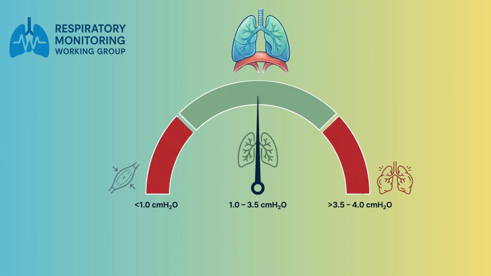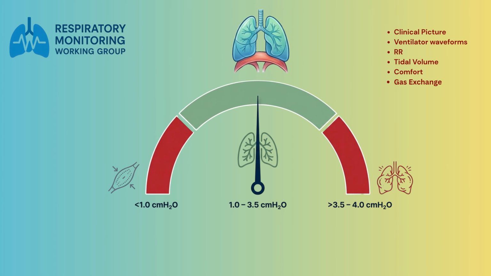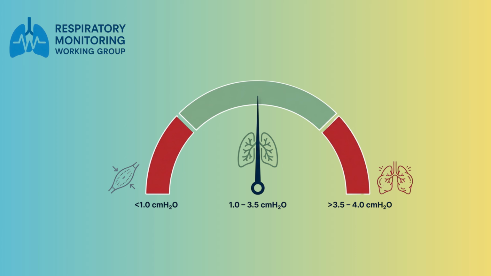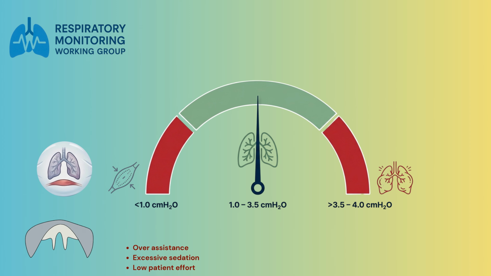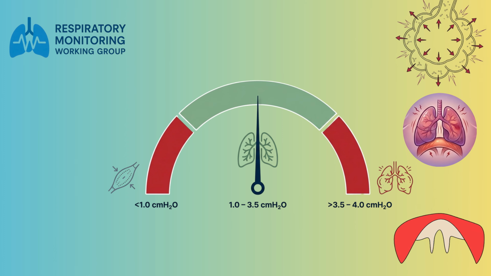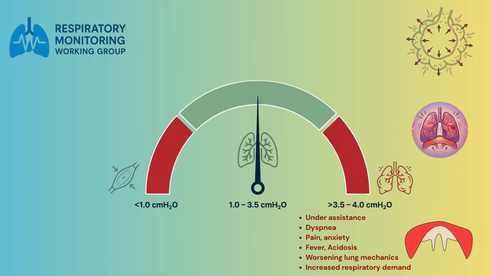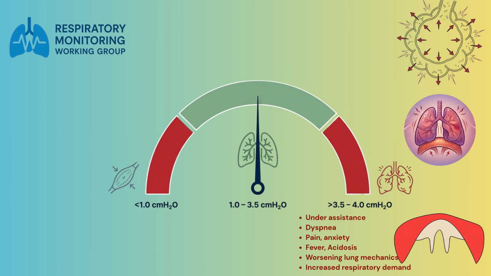If P0.1 is between 1 and 3.5, this is often considered potentially acceptable range. However, it should always be interpreted together with the clinical picture, ventilator waveforms, respiratory rate, tidal volume, comfort, and gas exchange. If P0.1 is 1 or less, this usually suggests low respiratory drive. This may indicate overassistance, excessive sedation, or very low patient effort. If P0.1 is above 3.5 to 4, this suggests high respiratory drive. This may indicate underassistance, dyspnea, pain, anxiety, fever, acidosis, worsening lung mechanics, or increased ventilatory demand.